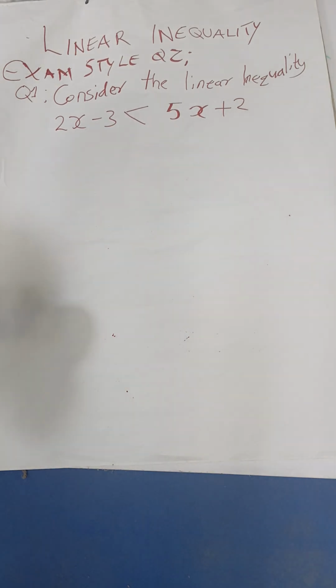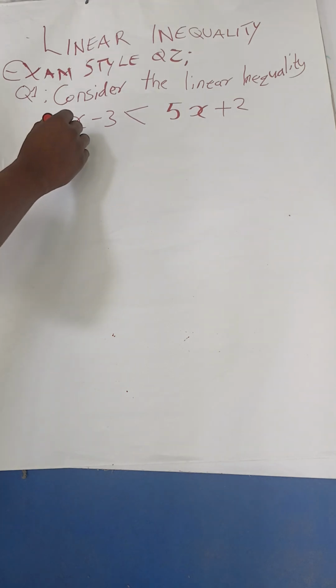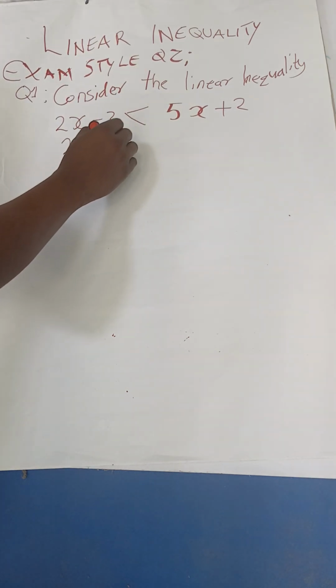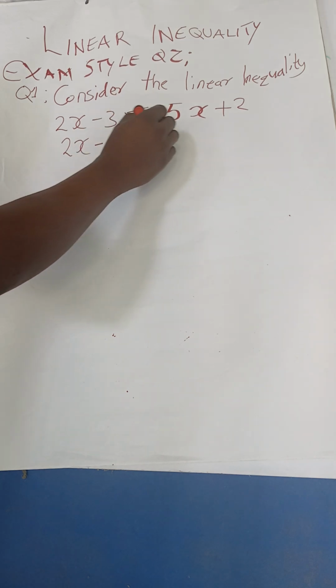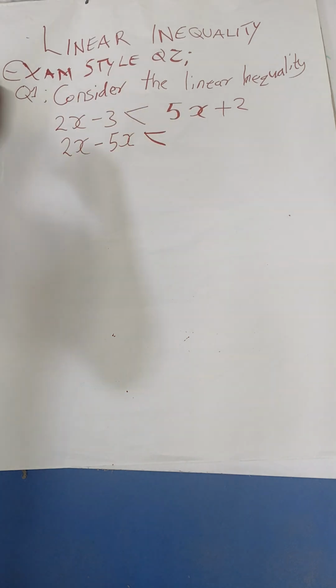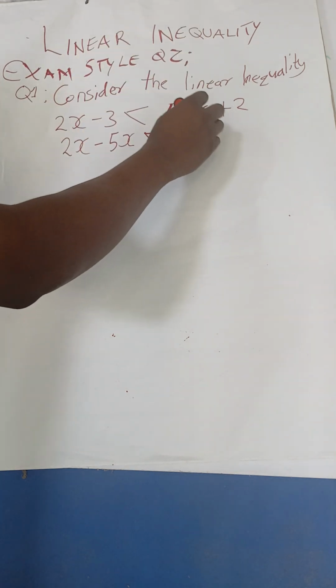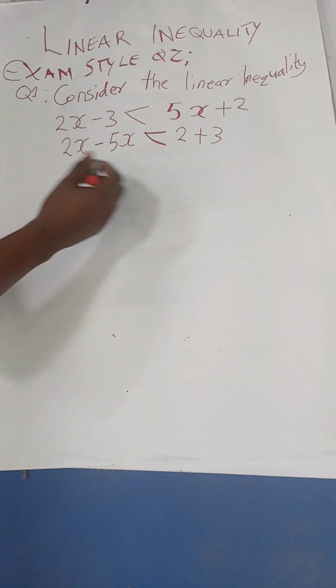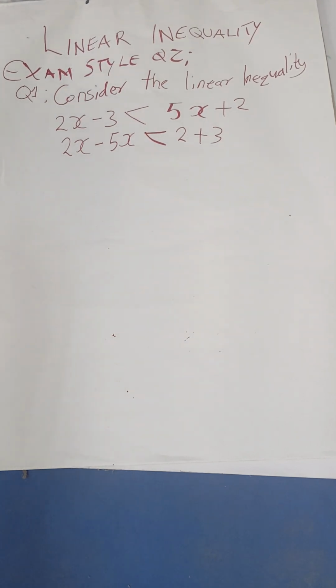I will bring the 2x this side, 5x will come this side, then that 2 will go the other side, so it will be 2 plus 3. So that is how to group the like terms. The first step is to group the like terms together. Make sure that you group the like terms together. Good. The second step now, we can solve.